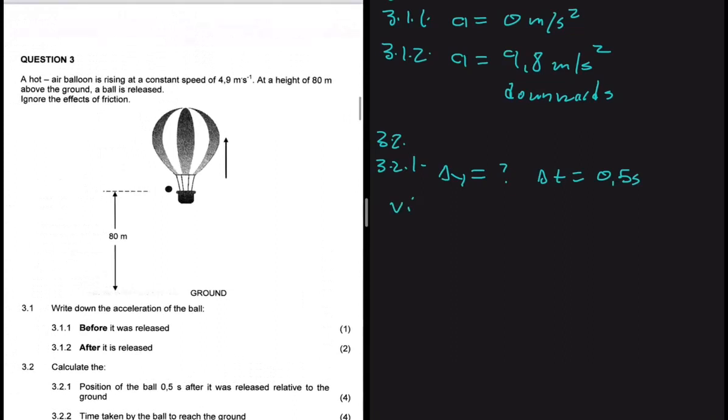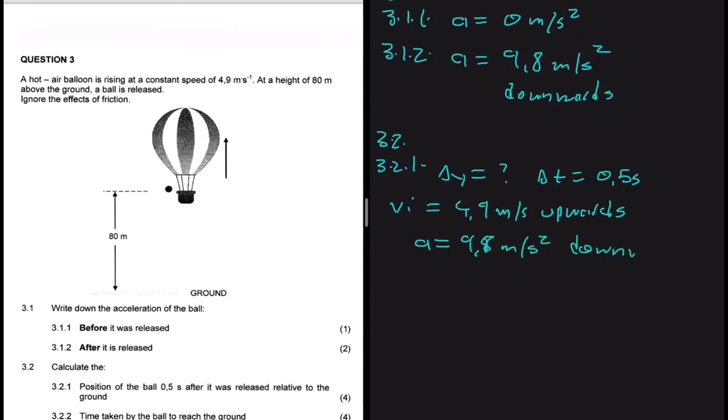If we come back here to our question statement, the hot air balloon was rising at a constant speed of 4.9 meters per second. And then that's when the ball got released, right? So vi of the ball is also 4.9 meters per second upwards, right? Because the balloon was moving upwards. So that's the vi, the initial velocity of the ball after it was released. Let's look at the other information we have. We always know that acceleration will be 9.8 meters per second squared downwards, right?